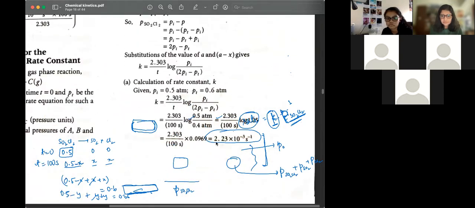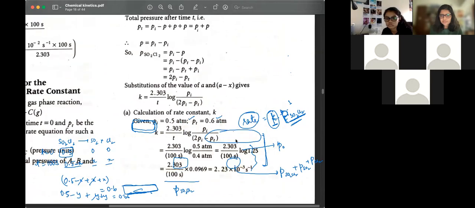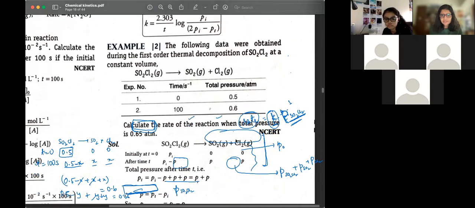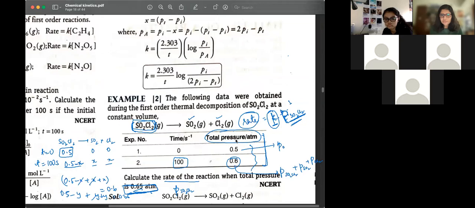Calculation. Oh yeah, it should be 2.23 into 10 power minus 3. See, the pressure calculation and all, we kind of did it together, so that is matching. Let's see. For first order, K equals 2.303 divided by 100 into log of 0.65 by 0.4. Why did 0.65 come? Because that was the total. I was supposed to take just 0.5 divided by 0.4.